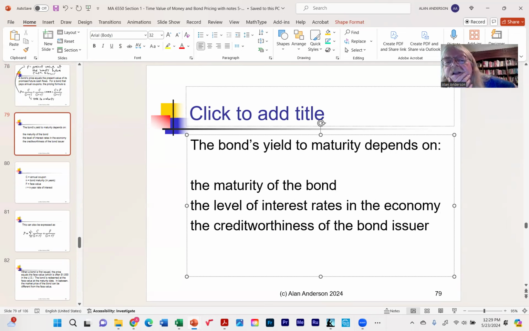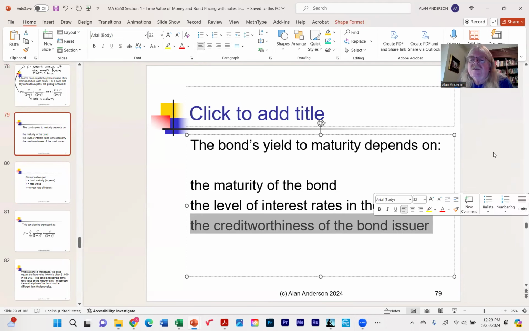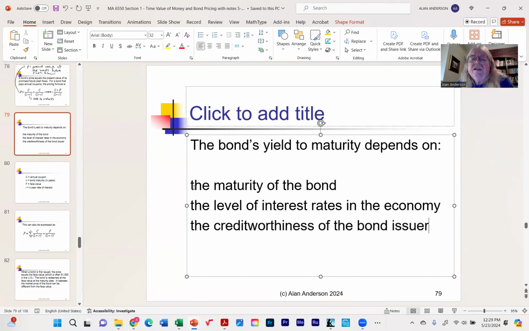In other words, it's like an individual. What determines how much you pay on your credit card? Your credit rating. It's just that simple. Your credit score. It's the same thing here. And by the way, this also applies to treasuries. The only thing that's missing is that they're assumed to be completely creditworthy. In other words, there's no credit risk assumed with treasuries. Other than that, everything is the same for both corporate bonds and treasuries.